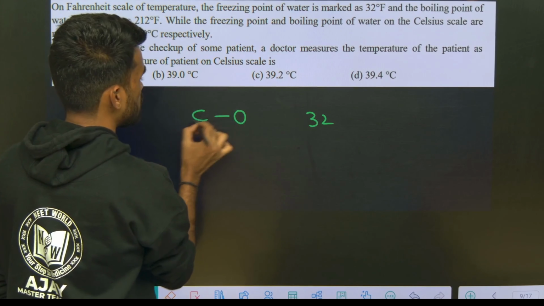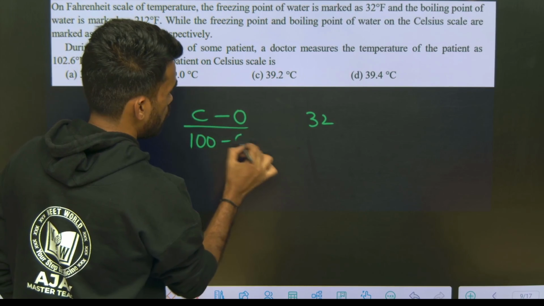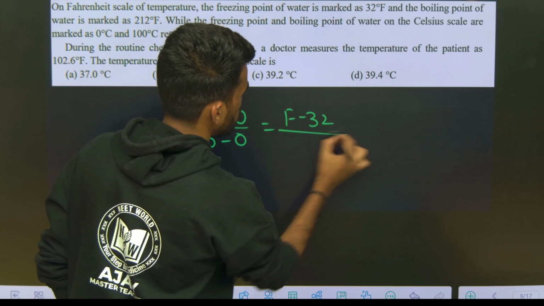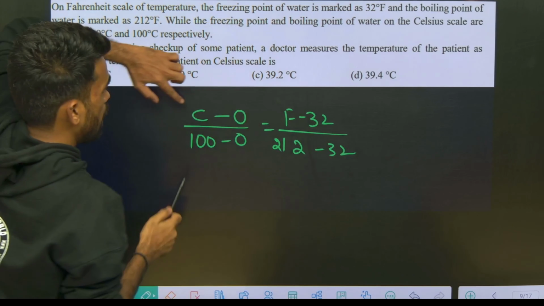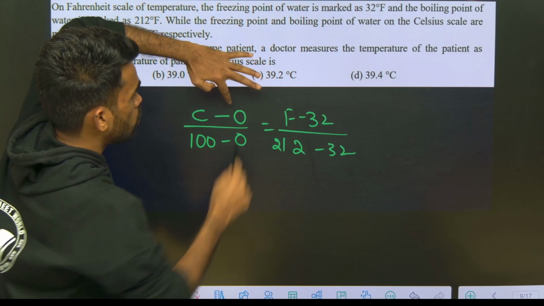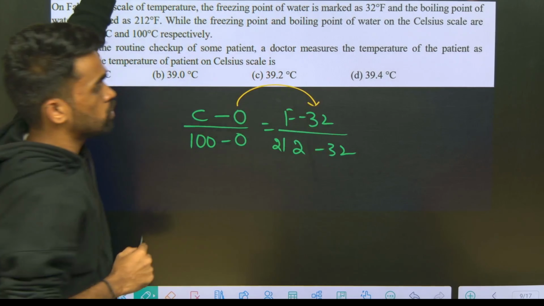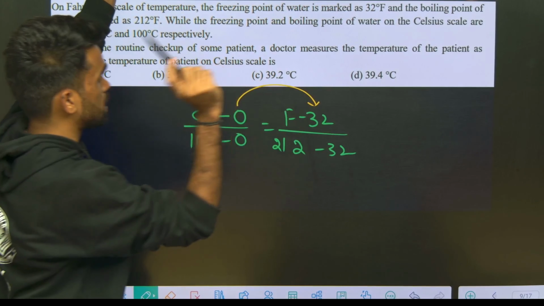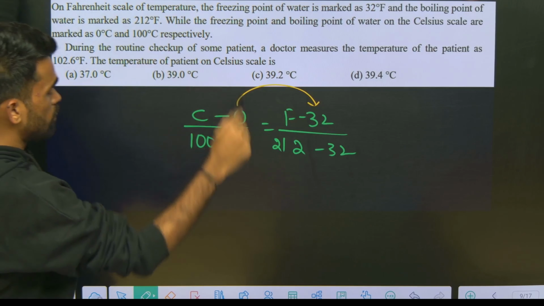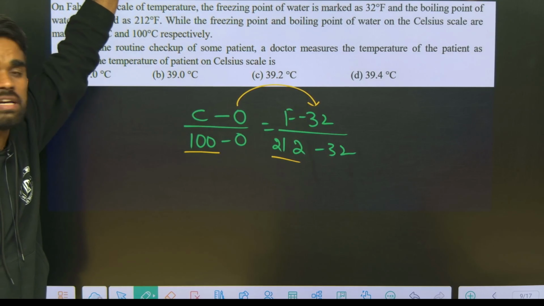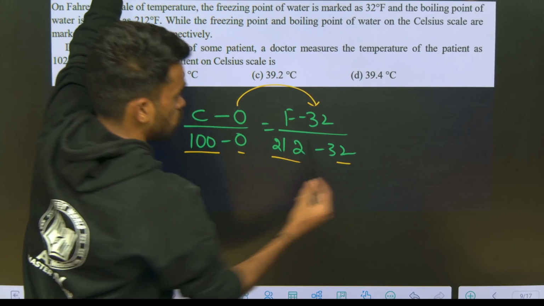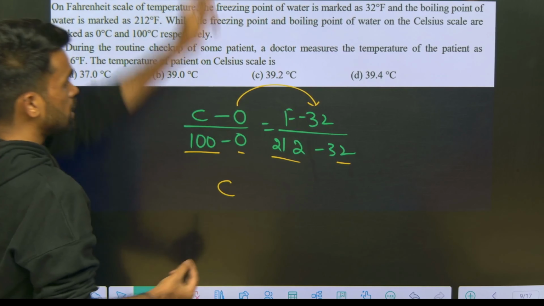So I am making a simple formula like this: F minus 32 here, 212 minus 32. On the Celsius scale, 0 degrees is equivalent to 32 on the Fahrenheit scale, and similarly 100 degrees on the Celsius scale equals 212 degrees on the Fahrenheit scale. So 0 means 32, like this. From this I want Celsius.